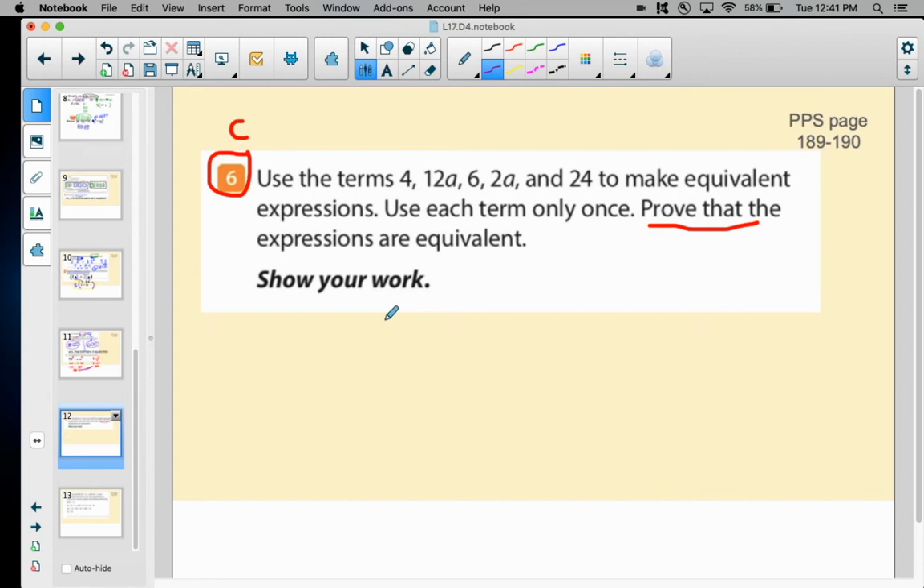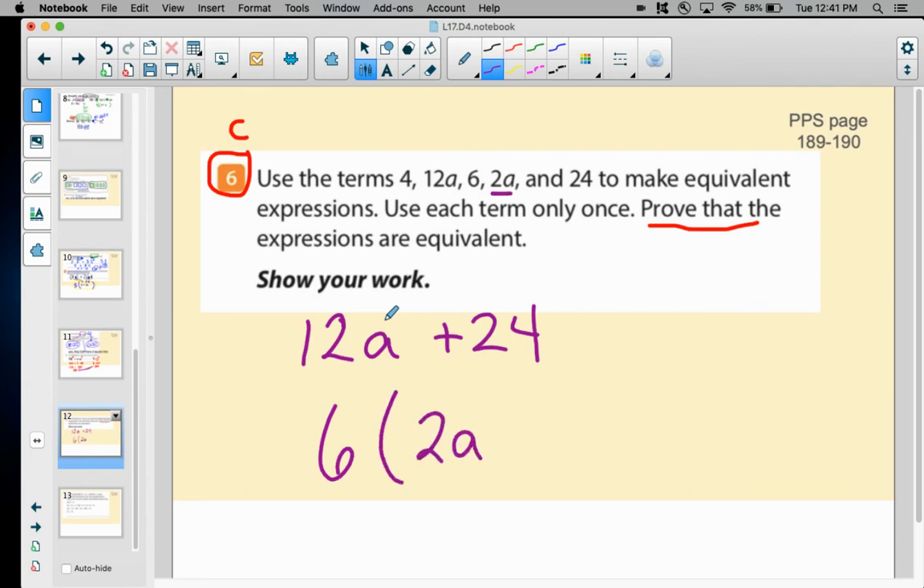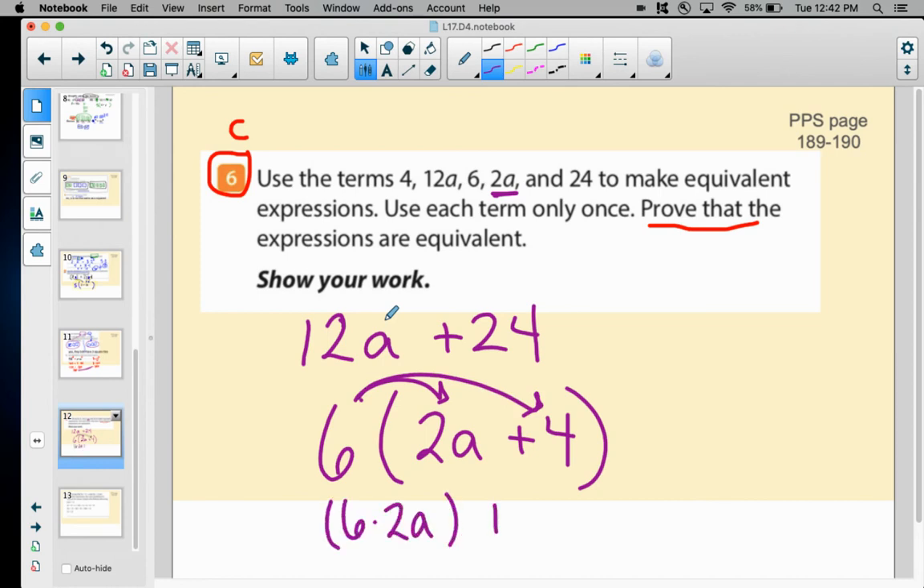But one possibility, and there could be more, is to use the 12a and the 24, because these two have a common factor of 6. If you were to pull a 6 out, you would be left with the 2a, which is this, and then the 4. So this is one possibility, not saying it's the only. And then proving that they are equivalent, you can show that distributive property here. 6 times 2a is 12a, and 6 times 4 is 24.